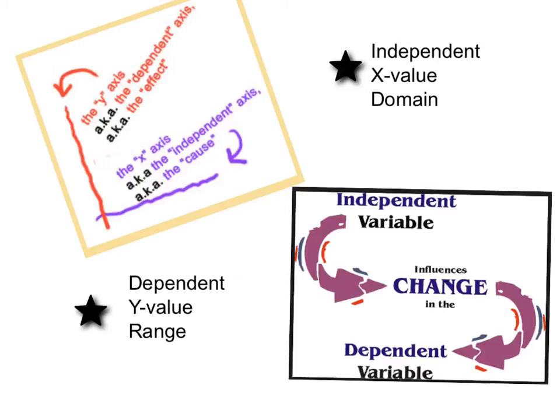Looking at the upper left-hand corner, we've got the y-axis, which is written in red, and it says also known as the dependent or the effect. The purple one is the x-axis, or known as the independent axis or the cause. On the right-hand corner, we've got the independent variable, so you're going to input information for the dependent variable. The influence changes the dependent variable.